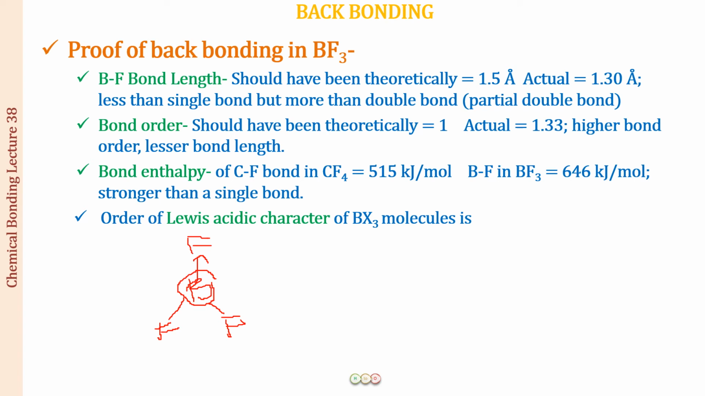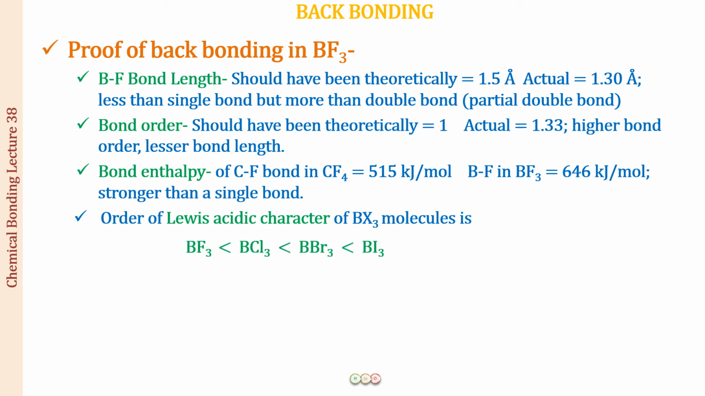The rest of them are going to be slowly and steadily decreasing, as we go down the group the electronegativity values are going to decrease. So what should have been the order? The order should have been BF3 with the maximum Lewis acid character, and down the group the Lewis acid character should be decreasing. But what we find is it is actually the opposite of this. What we see as the Lewis acid character is just the opposite.